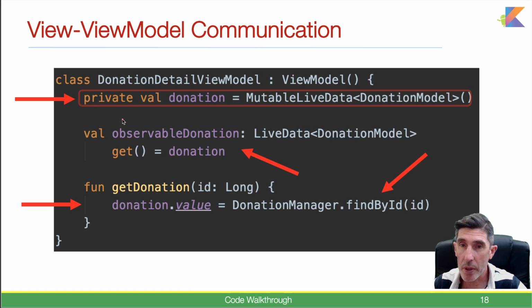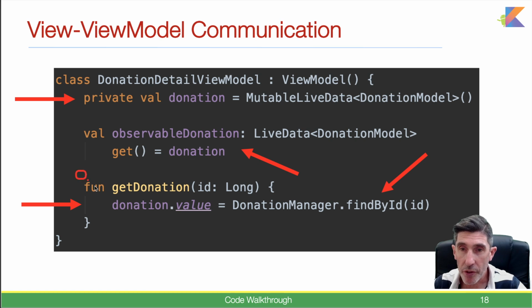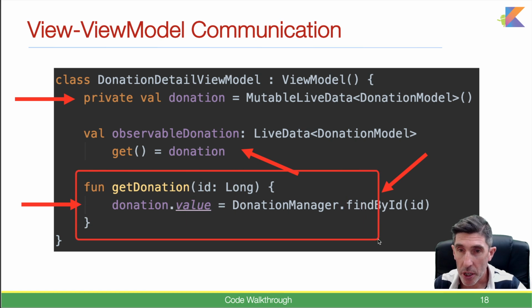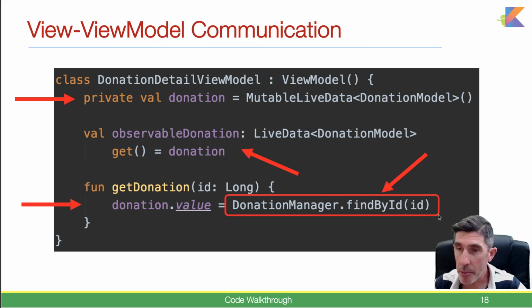Okay, so there's our mutable live data. Here we are exposing the public read-only observable donation, and we have one function called get donation that will take an ID and update the donation value, which is again our mutable data that we're keeping track of, observing, with our call to our interface, our find by ID, passing in the ID of the donation that we want to get.